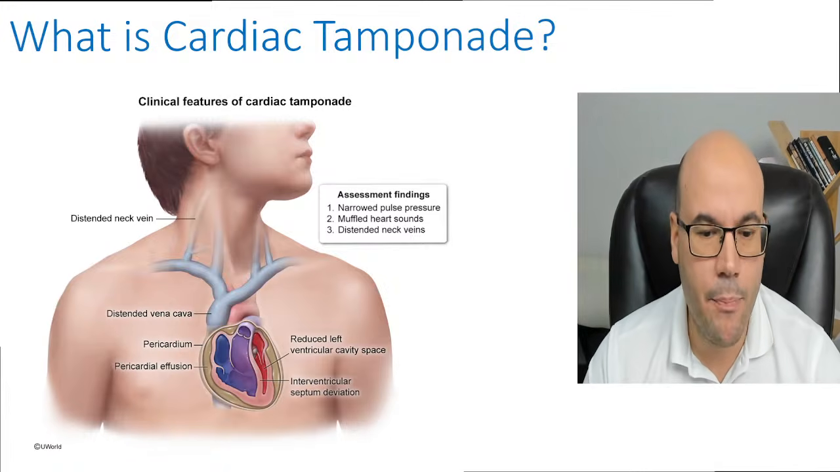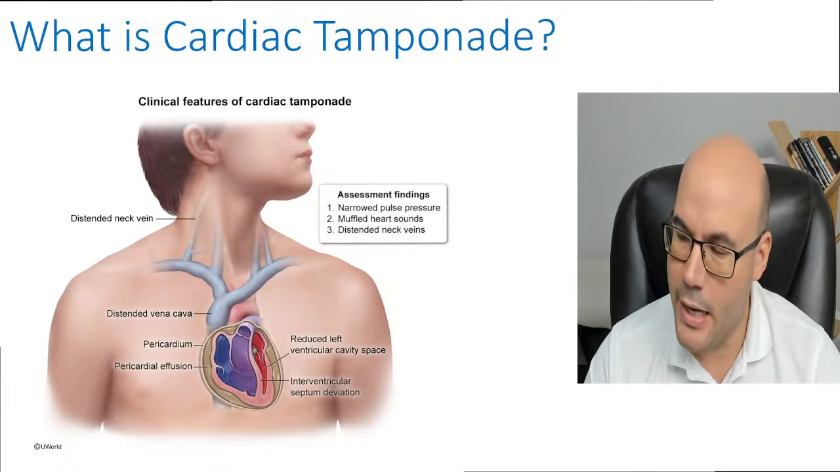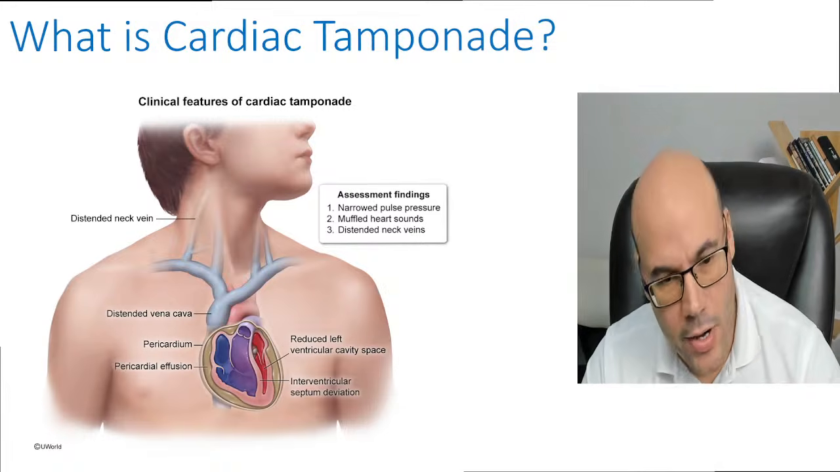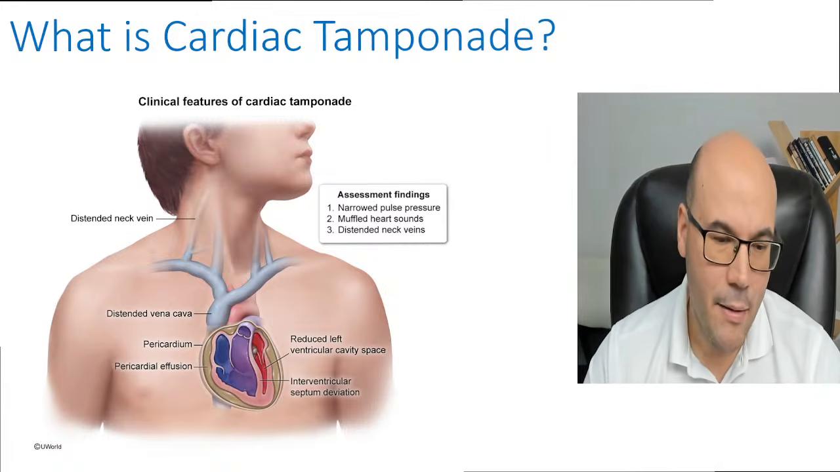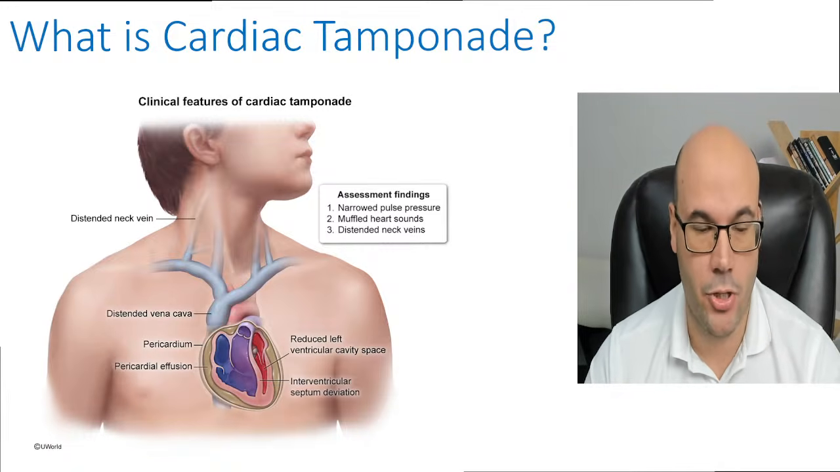So when we see the presence of a paradoxical pulse, what is a paradoxical pulse? It basically consists of a decrease of more than 10 millimeters of mercury in systolic arterial pressure.